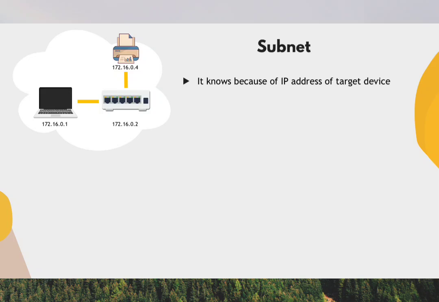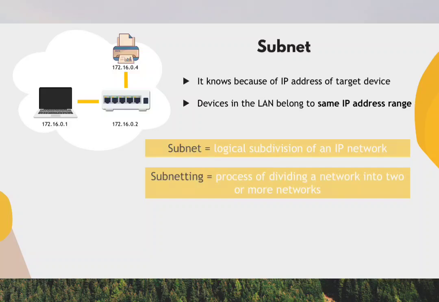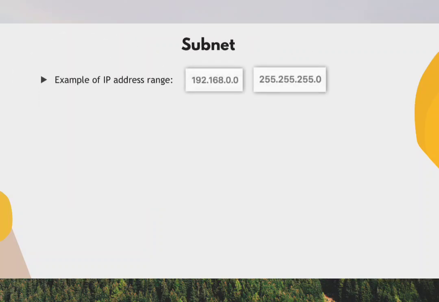Well, these IP addresses aren't random. They all belong to the same range of IP addresses to identify devices in the same network. And that IP address range is represented by a concept called a subnet or subnetwork. This is how an IP address range for a LAN can look like.